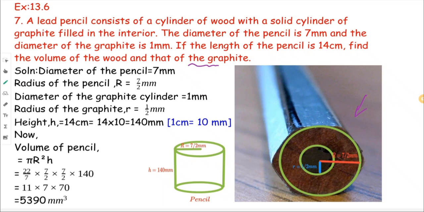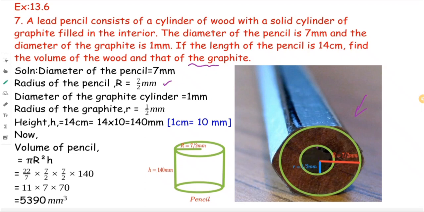So let's see the diameter of the pencil. That means the whole pencil. Diameter means from here till here. They've given us 7 mm, which means if I try to find the radius, it will be 7 by 2, right? Radius is half. Then the diameter of the graphite, this black region, from here till here is 1 mm. So the radius will be half, that is 1 by 2 mm.